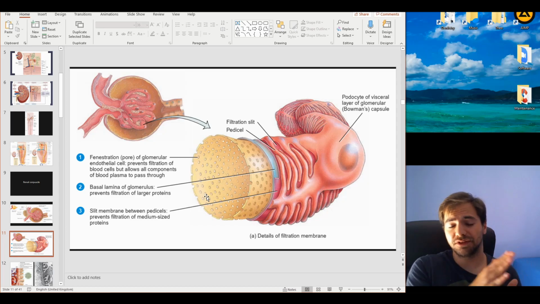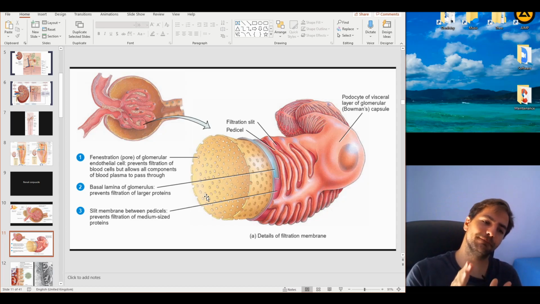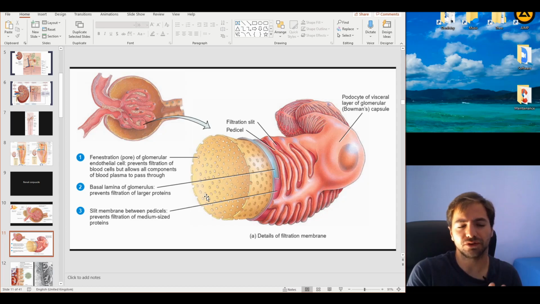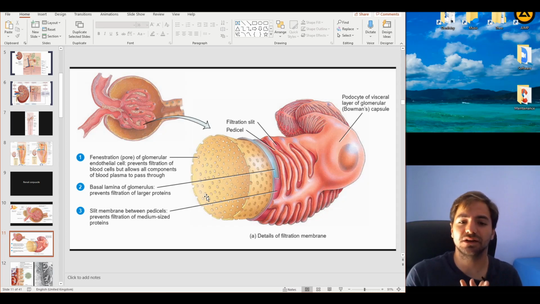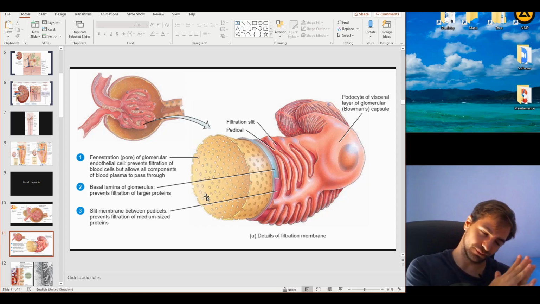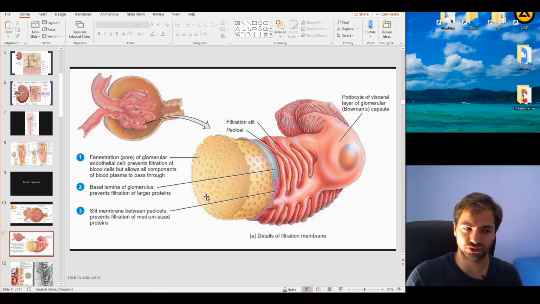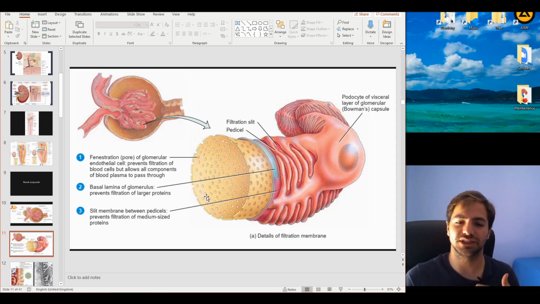Exactly as always, beneath the endothelial cell we're going to have the basal membrane. Now the basal membrane here, also called basal lamina in this case, is the area in which we're going to find the second barrier in order to again control what passes from the blood to the filtrate in the Bowman's capsule. Now the basal lamina here prevents the filtration of large proteins, for example albumin, which is of course important for the osmotic concentration of the blood.